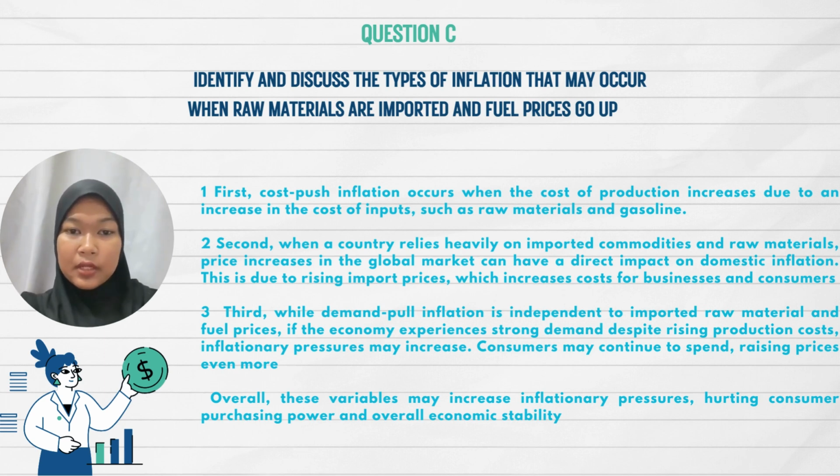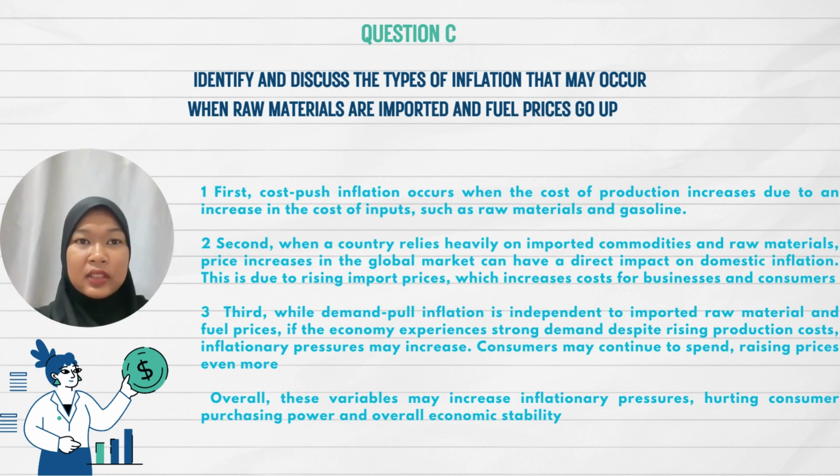So now I will identify and discuss the type of inflation that may occur when imported raw materials and fuel prices go up. First, cost-push inflation occurs when the cost of production increases due to an increase in the cost of inputs. For example, raw materials and gasoline.